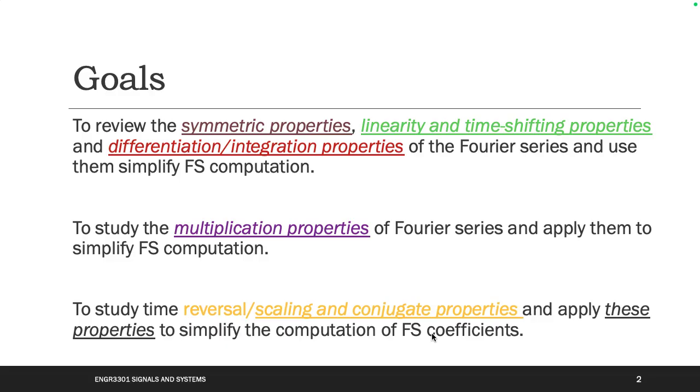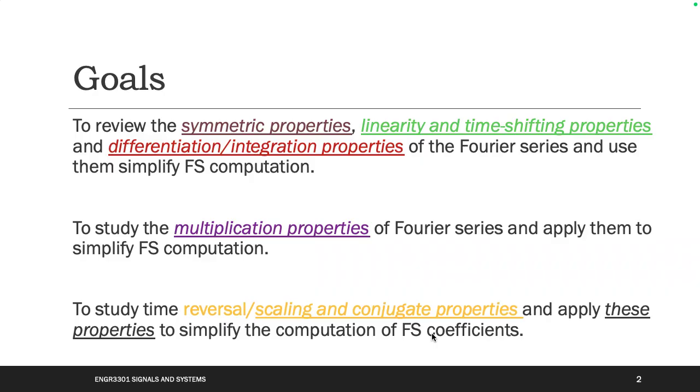For today's goal, firstly, we will review the symmetric properties, the linearity and time shifting properties, and the differentiation and integration properties of the FS, and use them to simplify FS computation. Actually, the symmetric properties and linearity and time shifting properties we have already talked about a lot. But the differentiation and integration properties we just talked about in one class, and we have several problems left to talk about. After this, we will try to study the multiplication properties of Fourier series and apply them to simplify FS computation.